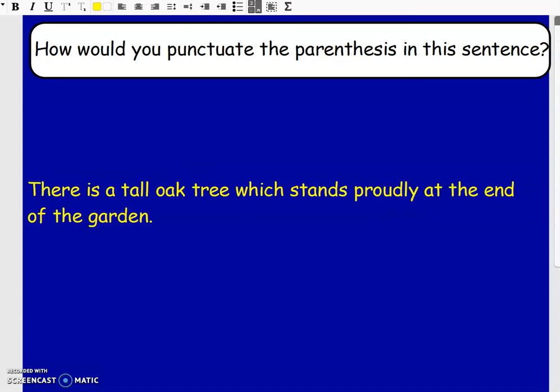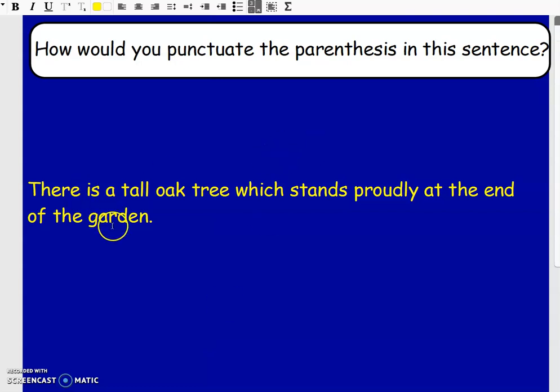And it links in to relative clauses that obviously we were looking a lot at last week as well. Okay, next one. There is a tall oak tree which stands proudly at the end of the garden. Where does my parenthesis go? I've used commas in the last one. You might want to use dashes or brackets in this one. Pause the video here and have a go at it. Off you go.